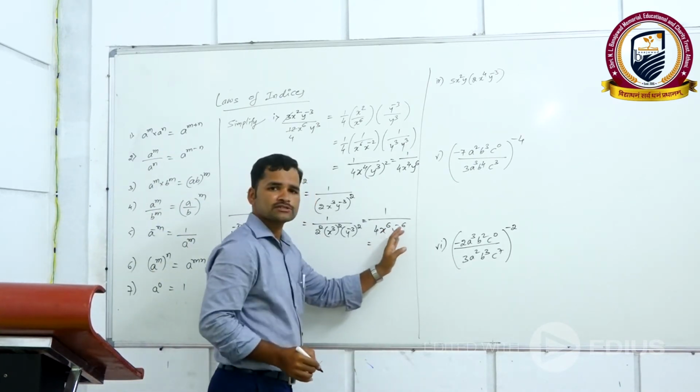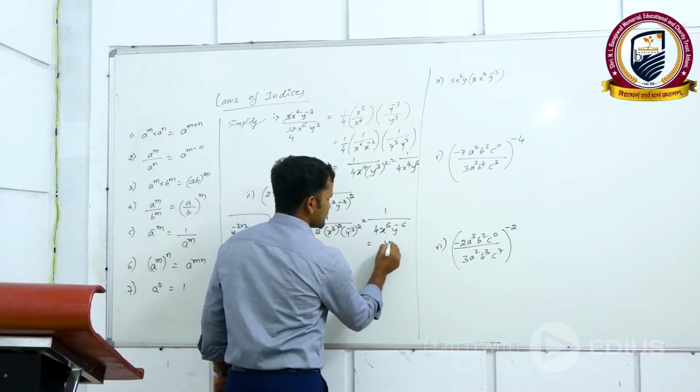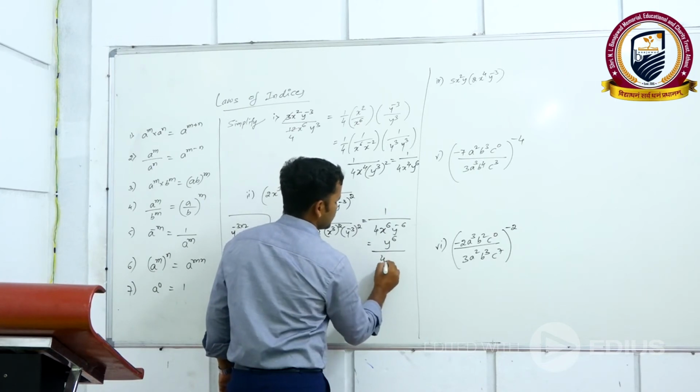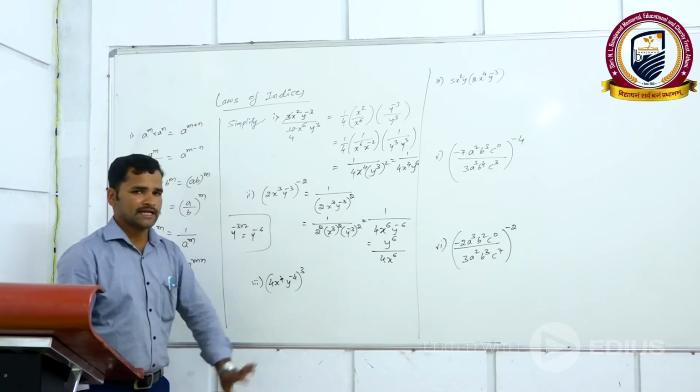This y raised to minus 6, to write the positive index we will take it to the numerator. This becomes y raised to 6 divided by 4 into x raised to 6. That is the second problem.